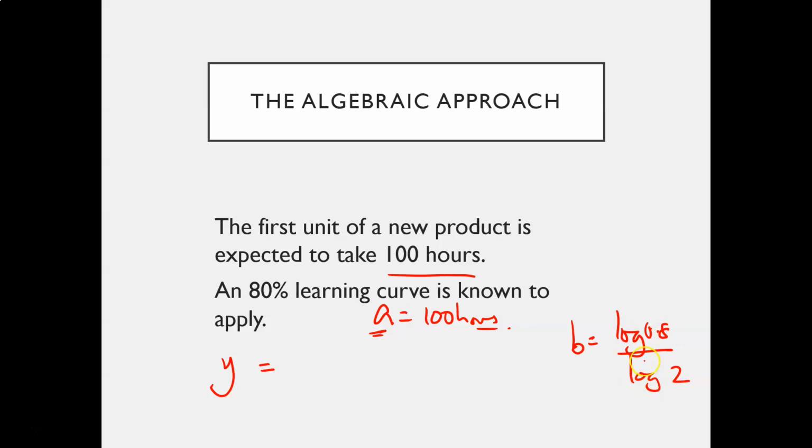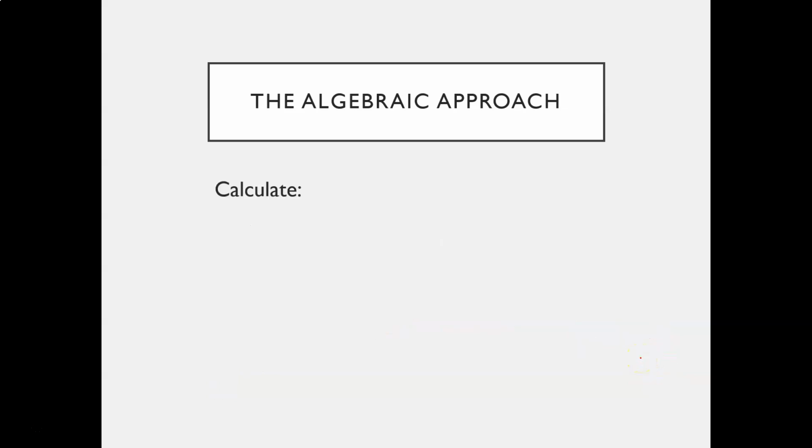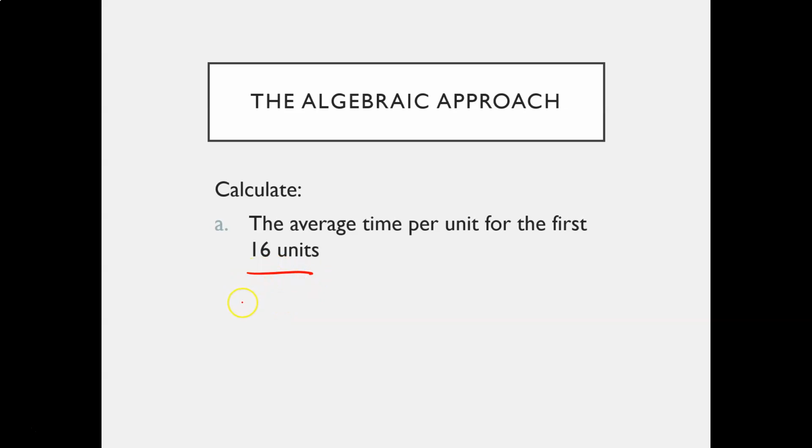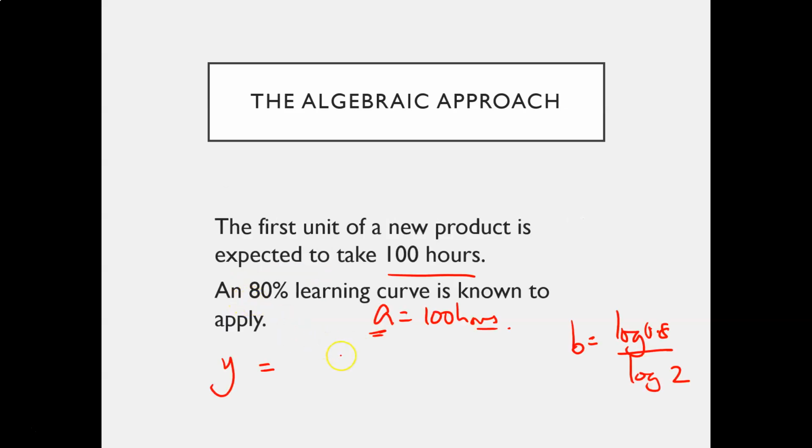Right? And the next question says to calculate the average time to make the first 16 units. So really just going back here, x is equal to 16, and I just said y is equal to ax raised to the power of b. So my task, first of all, is to find b. So I need to look at my calculator and find the log of 0.8 divided by the log of 2.